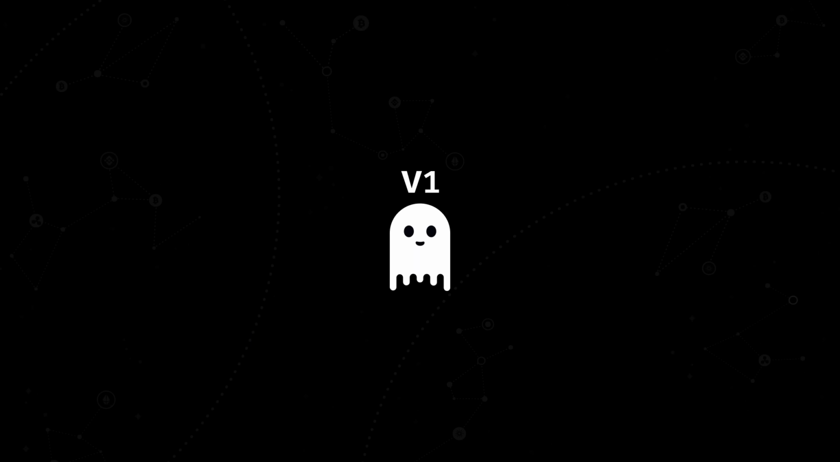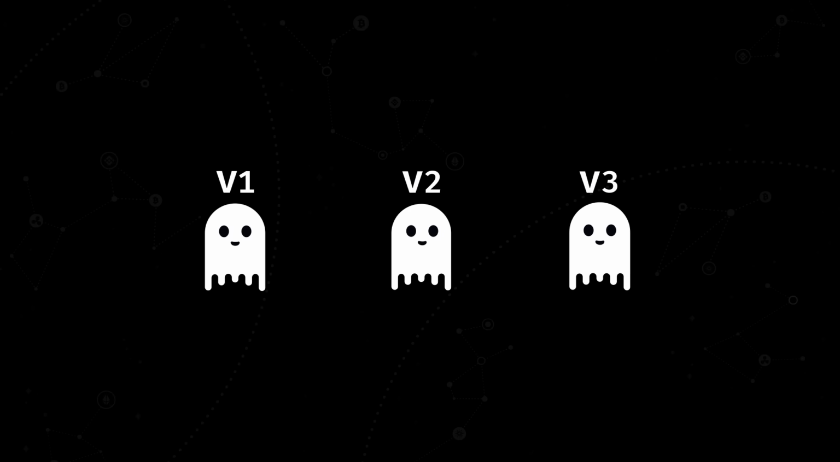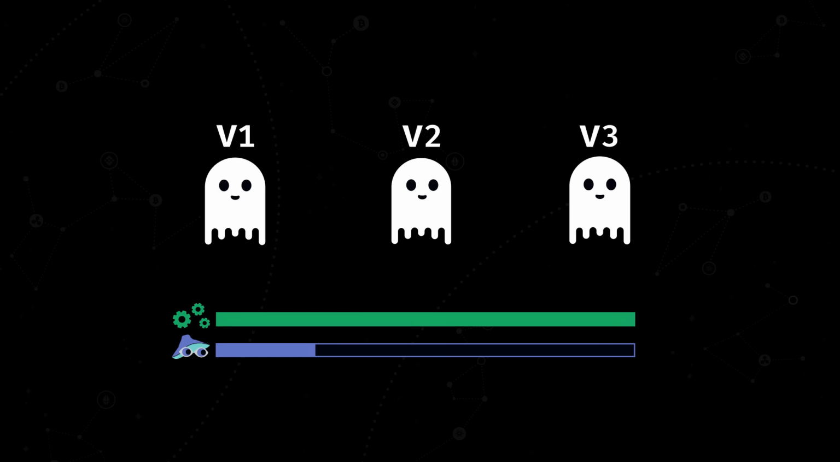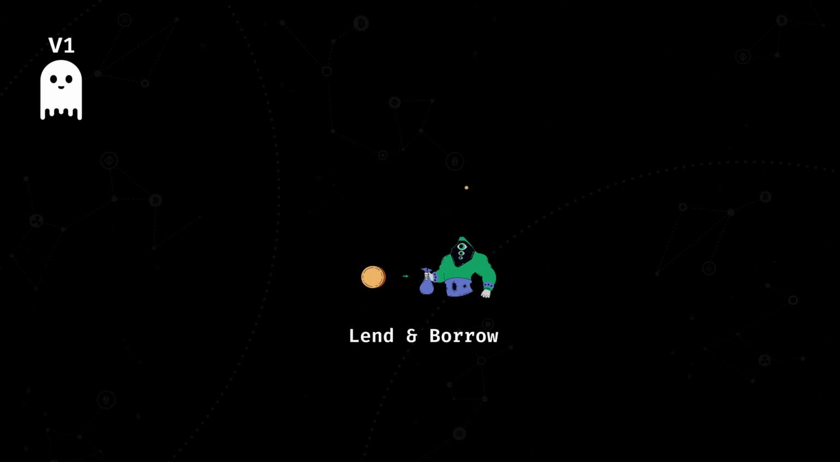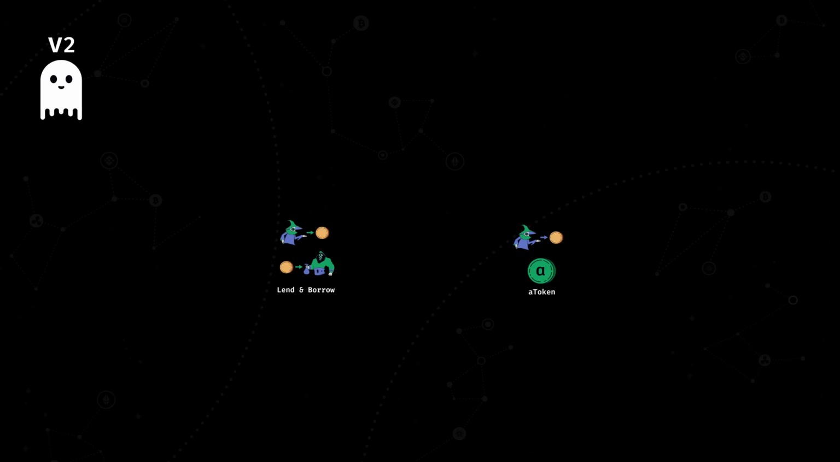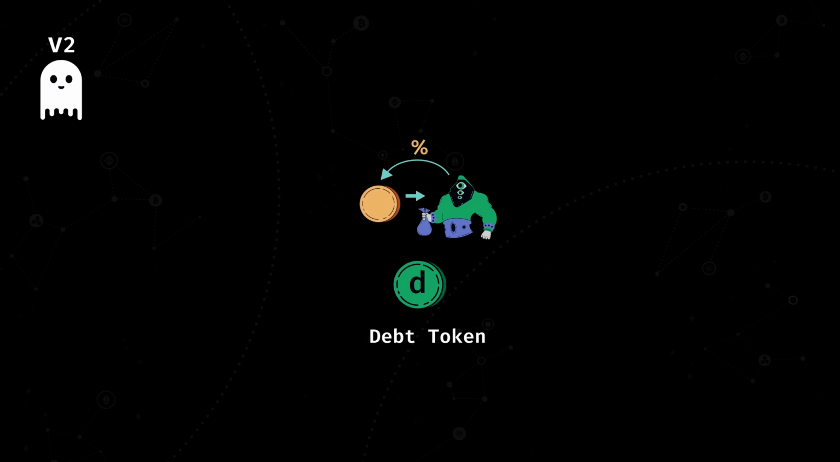Since the launch of the first version of the Aave protocol in 2020, there have been second and third versions of it, in both of which Aave has sought to further automate the protocol and minimize the human factor. The first version of Aave had lend and borrow functionality and tokenized depositors' positions. In the second version, the protocol tokenized all user positions, introducing debt tokens. Similarly to A tokens, debt tokens are a certificate of a borrower's debt and accumulate stable or variable interest that the borrower needs to pay.